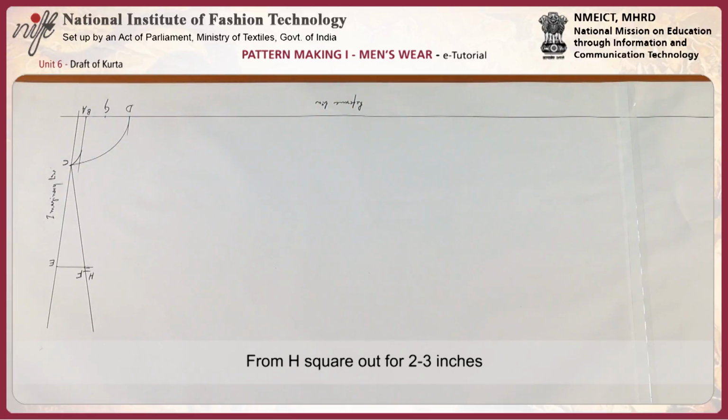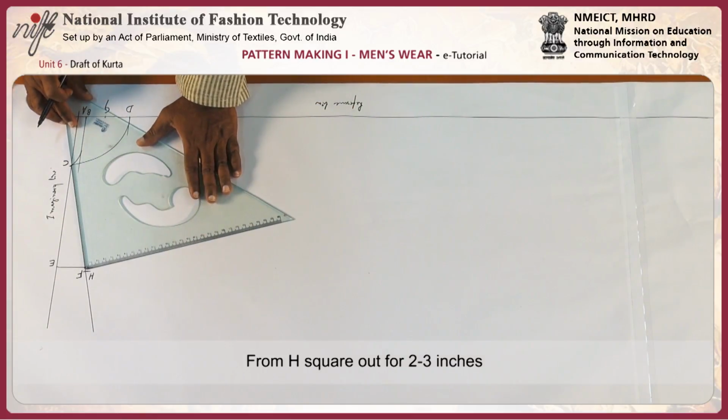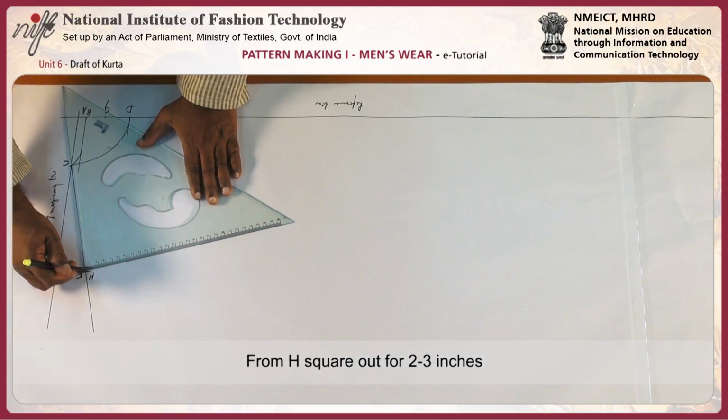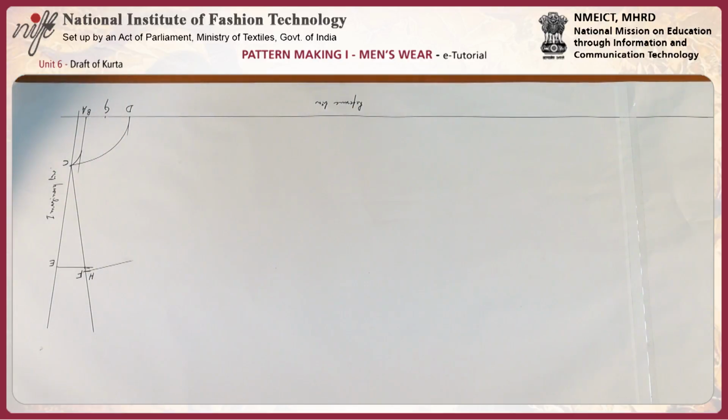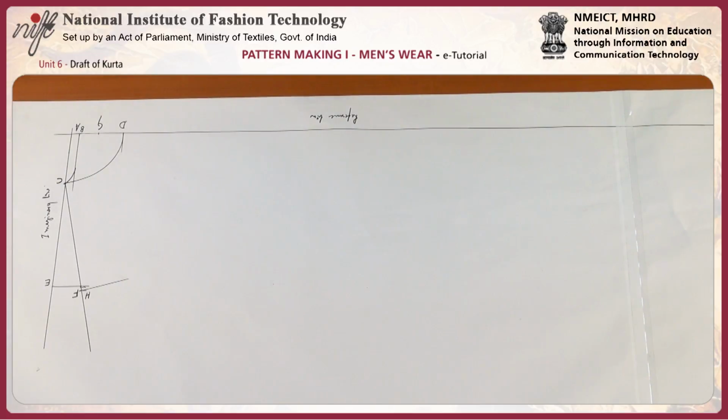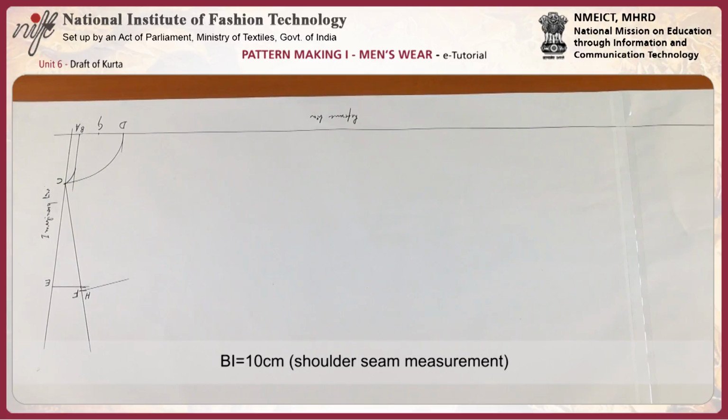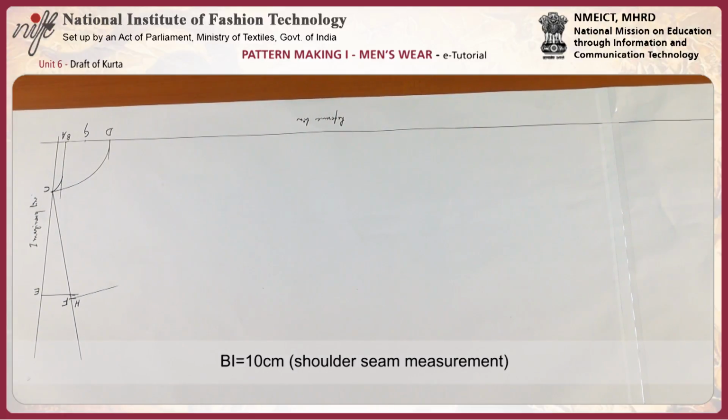From point H, square down for 2 to 3 inches, as I have shown in the diagram. From point B to I is the shoulder seam measurement. In the case of kurta, there is no shoulder seam, but that level will remain at the same distance, which is B to I, 10 centimeter.